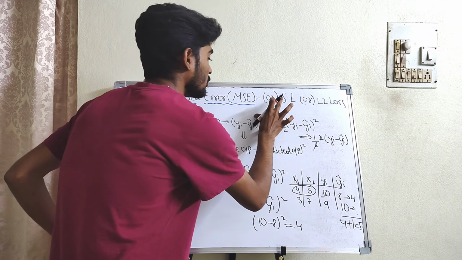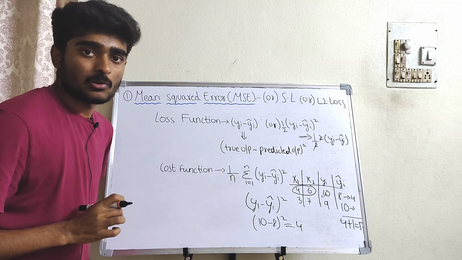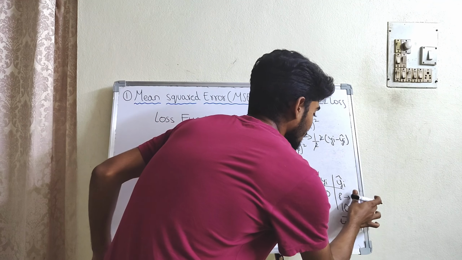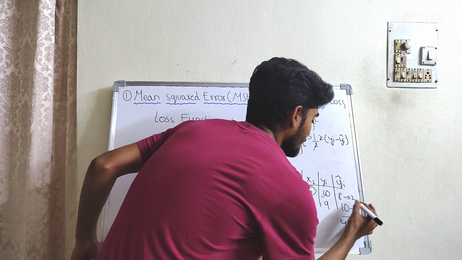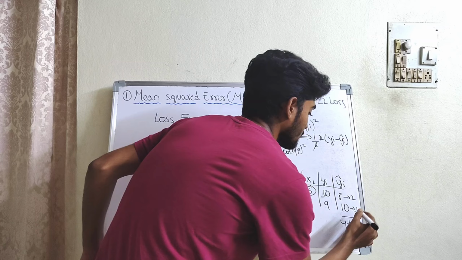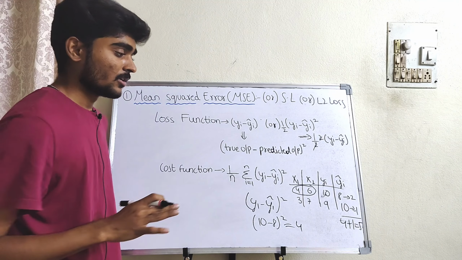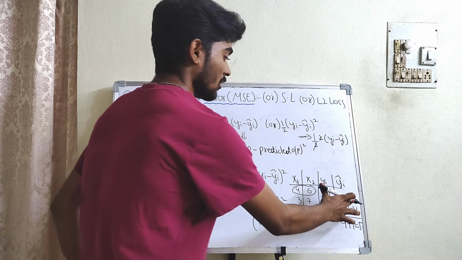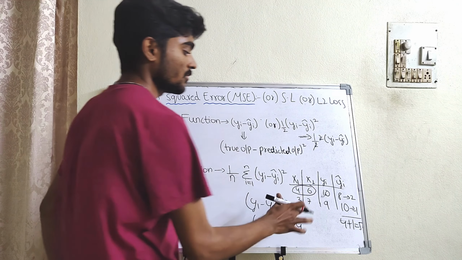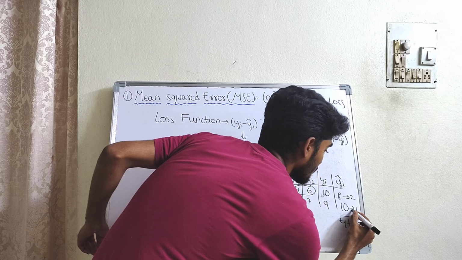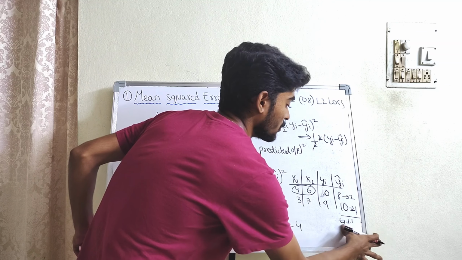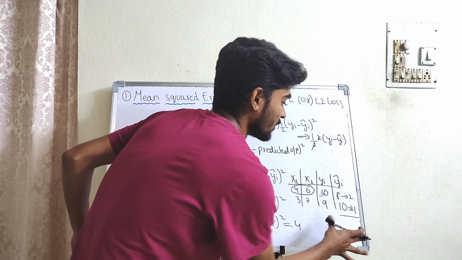Okay, suppose we don't have the square term in our mean squared error loss function. Then the loss function output will be 2 for the first training example and minus 1 for the second training example. Now the cost function output will be the sum of the loss function, right?